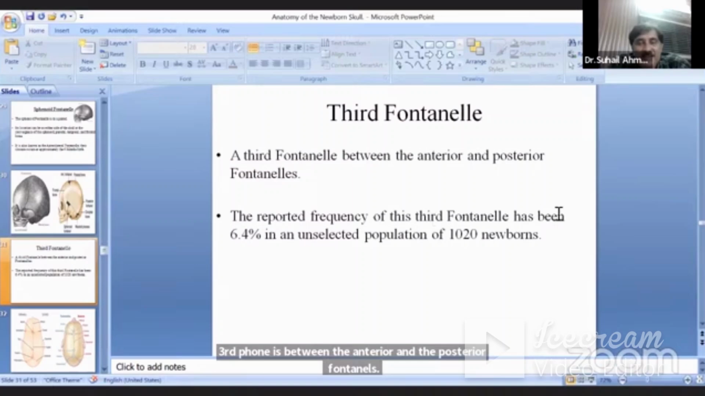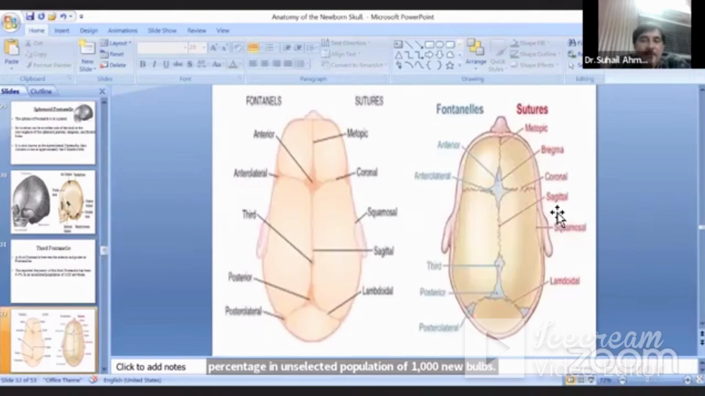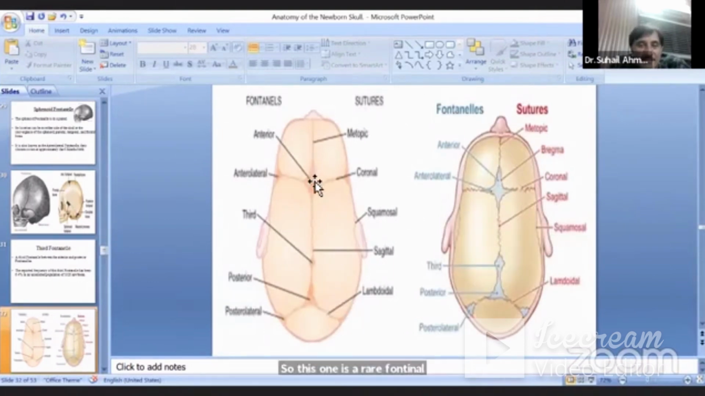A third fontanelle has been found in 6.4% of an unselected population of 1020 newborns. So this one is a rare fontanelle. Between the anterior fontanelle and the posterior fontanelle, there is a third fontanelle present in some neonates.